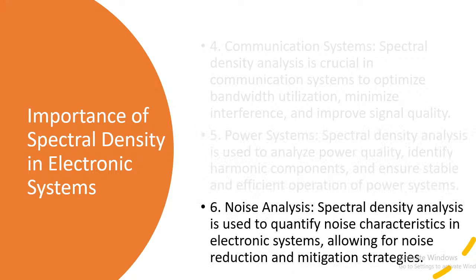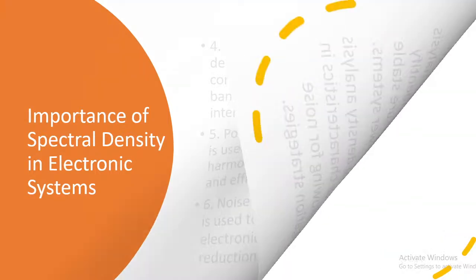Next. Then doing a noise analysis in the communication system or power system, any system where you are using it, plays an important role because you can quantify noise characteristics in the electronic system. Once you quantify the characteristics, then you can reduce the noise and develop mitigation strategies. Mitigation strategy means how to avoid or minimize the noise. Those strategies you can develop automatically. Next.